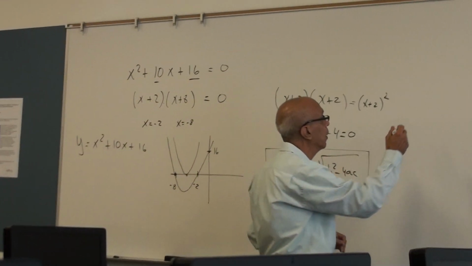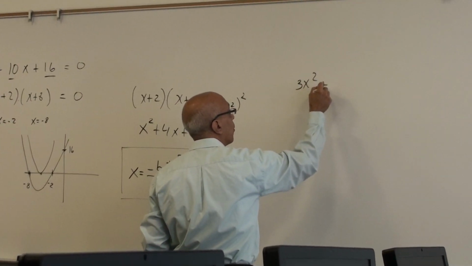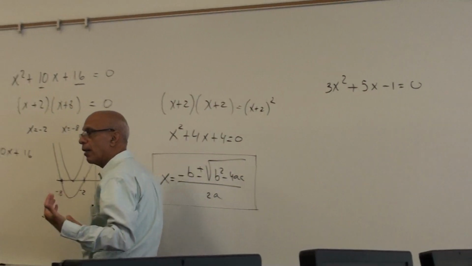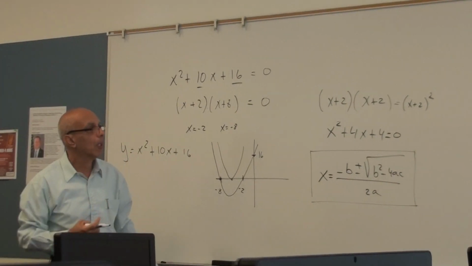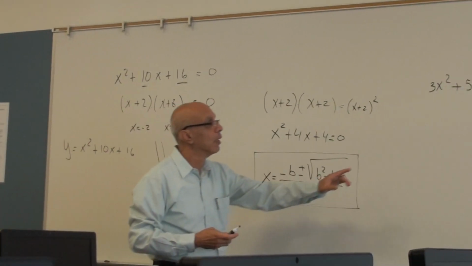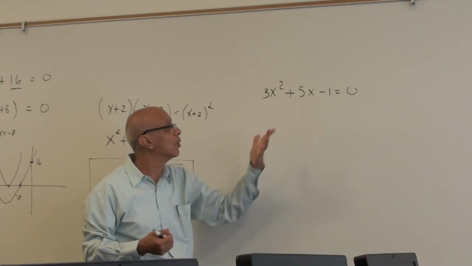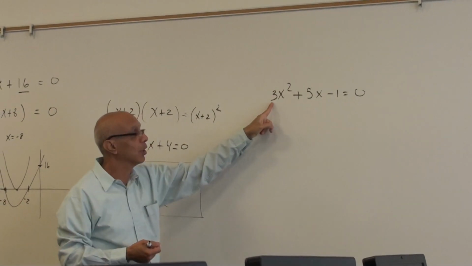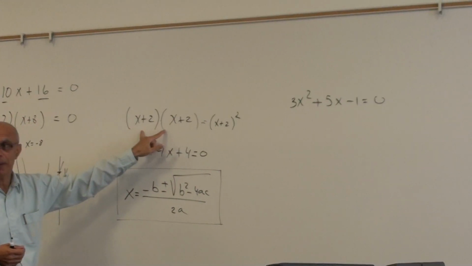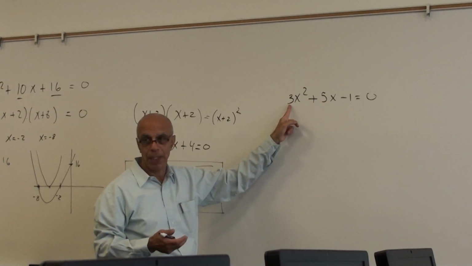An example would be this one here. Let's say I have 3x squared plus 5x minus 1 equal to 0. Can I factor that one? No, not really. I cannot factor that equation. It's not possible, right? You see here, what two numbers have a product equal to negative 1 and a sum equal to 5? And in addition, I have a 3 here, and it's not going to work like this, okay? Just x times x is going to give me x squared, not 3x squared.